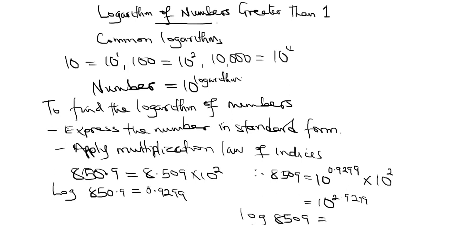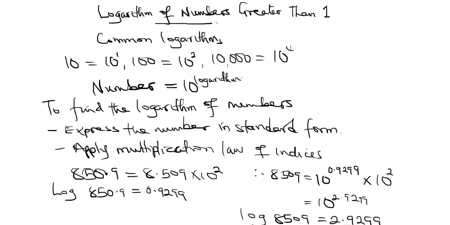So the final answer is that the logarithm of 850.9 is equal to 2.9299. And that's how you find your logarithm: you use a table, then you bring the characteristic to the logarithm that you have gotten, and that's going to give you the answer. Now this is just for you to understand the parts of logarithm that we need to understand.